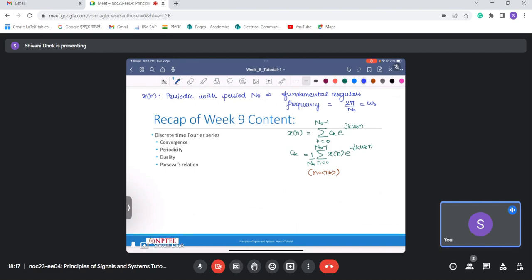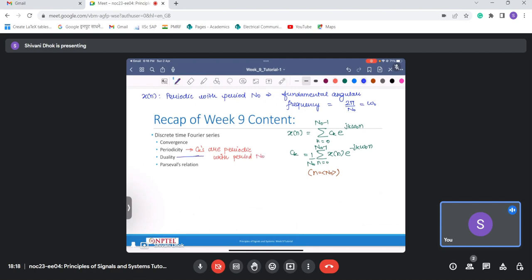Now the other things that are related to this Fourier series are, the first one is convergence. So the discrete time Fourier series converges every time because this summation is a finite summation. So it is going to converge. The next thing that we have here is periodicity. So the ck's are periodic with period n naught.